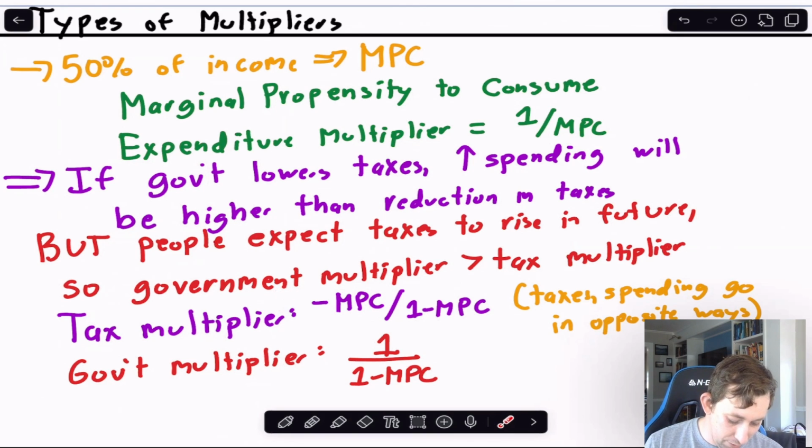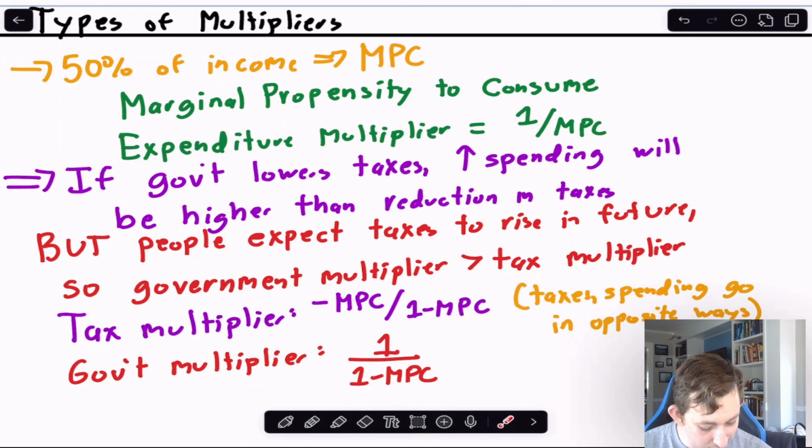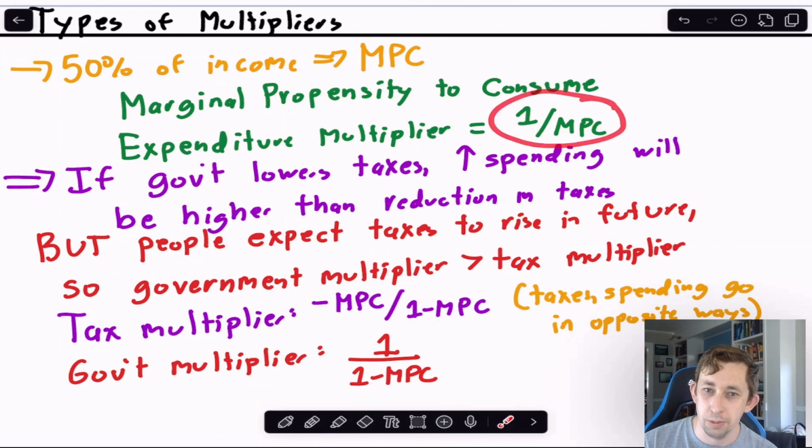Now, on the other hand, the government multiplier is just almost exactly the same as the expenditure multiplier. It's 1 over 1 minus MPC. The reason it's 1 over 1 minus MPC is because, of course, the government's doing some spending. And so people are thinking that, well, I might have to pay extra taxes later. And so the government multiplier isn't quite as high as the expenditure multiplier.